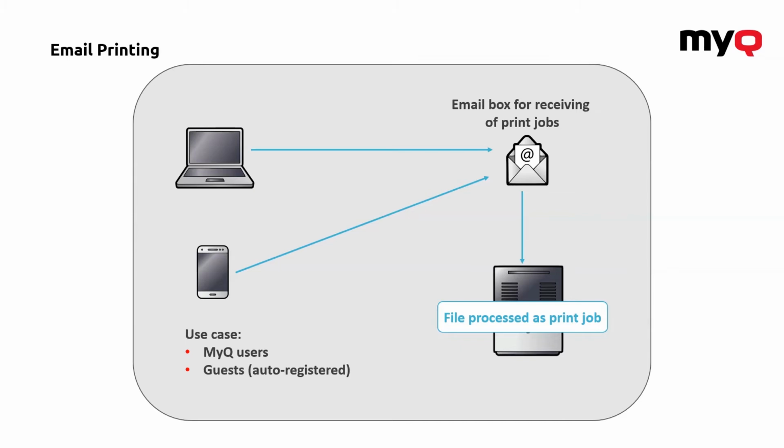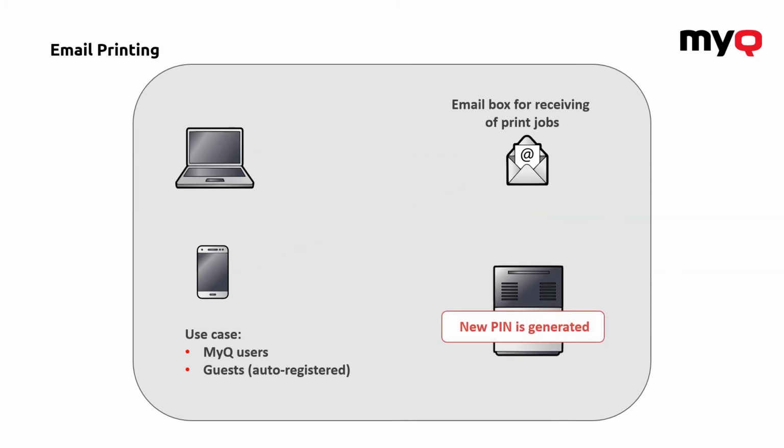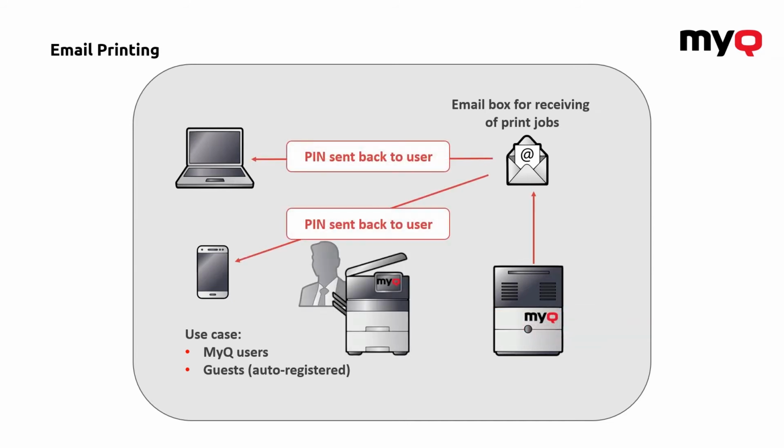Now, if we are talking about a situation where the user is using this feature for the first time, or we're talking about a guest, we have to do something more. And that's the thing, we have to create the account of the user. The system will automatically create it based on the email address from which the file has been sent. Now, once it's done, the system will also generate a PIN which is sent back to the original email address, so the user can then come to a machine and release the print job securely.